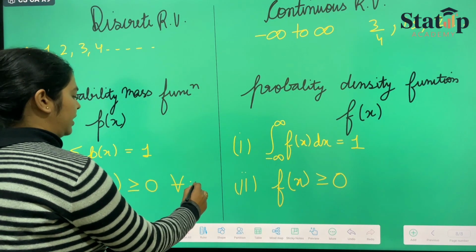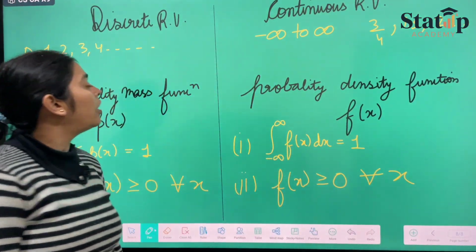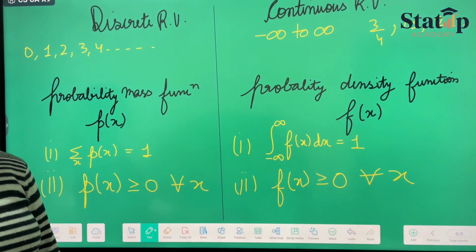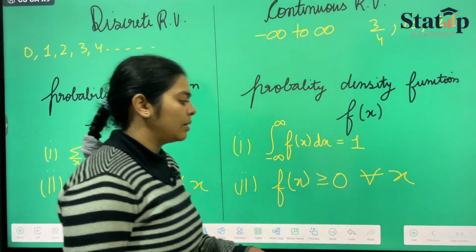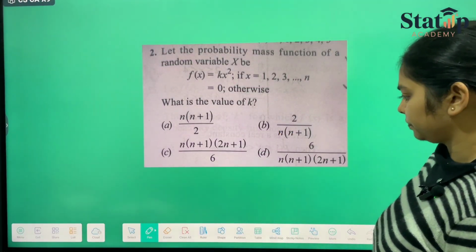For all x, for all x. So this is how we solve for our formulas. Now let us see some of the questions and how to attempt them in the examination.